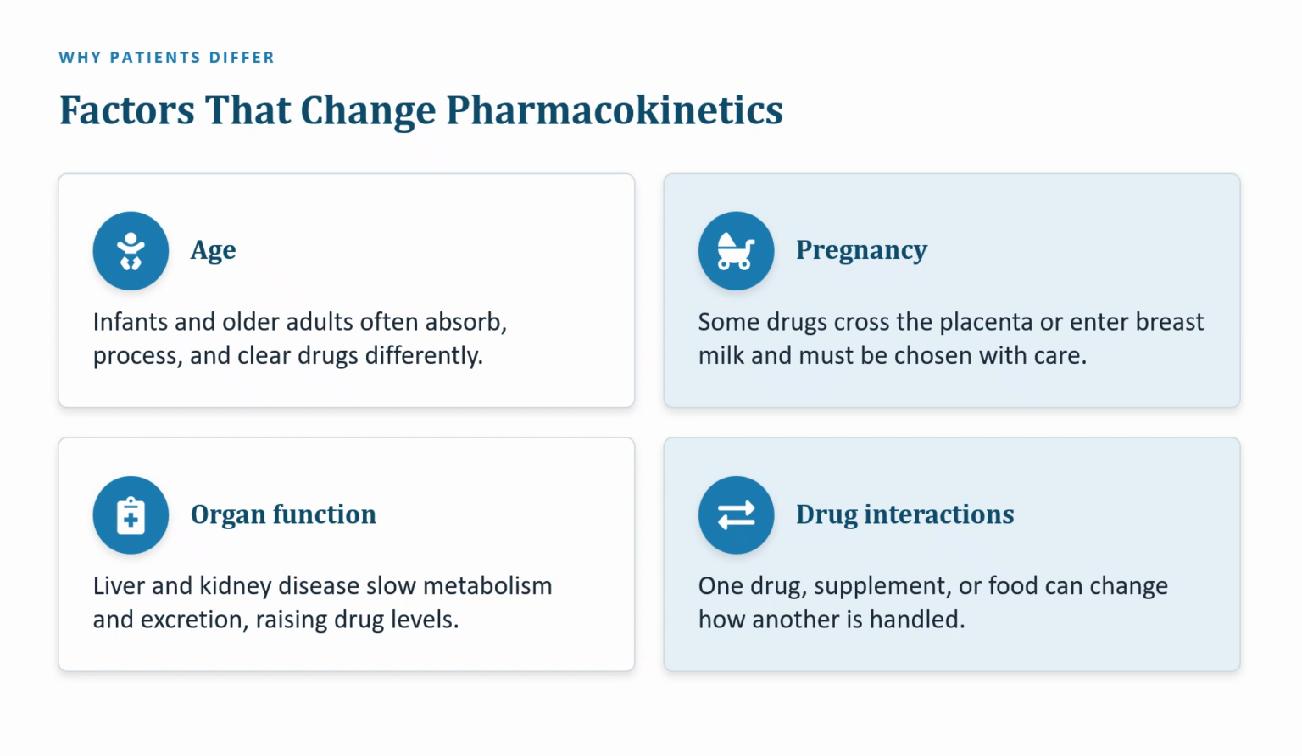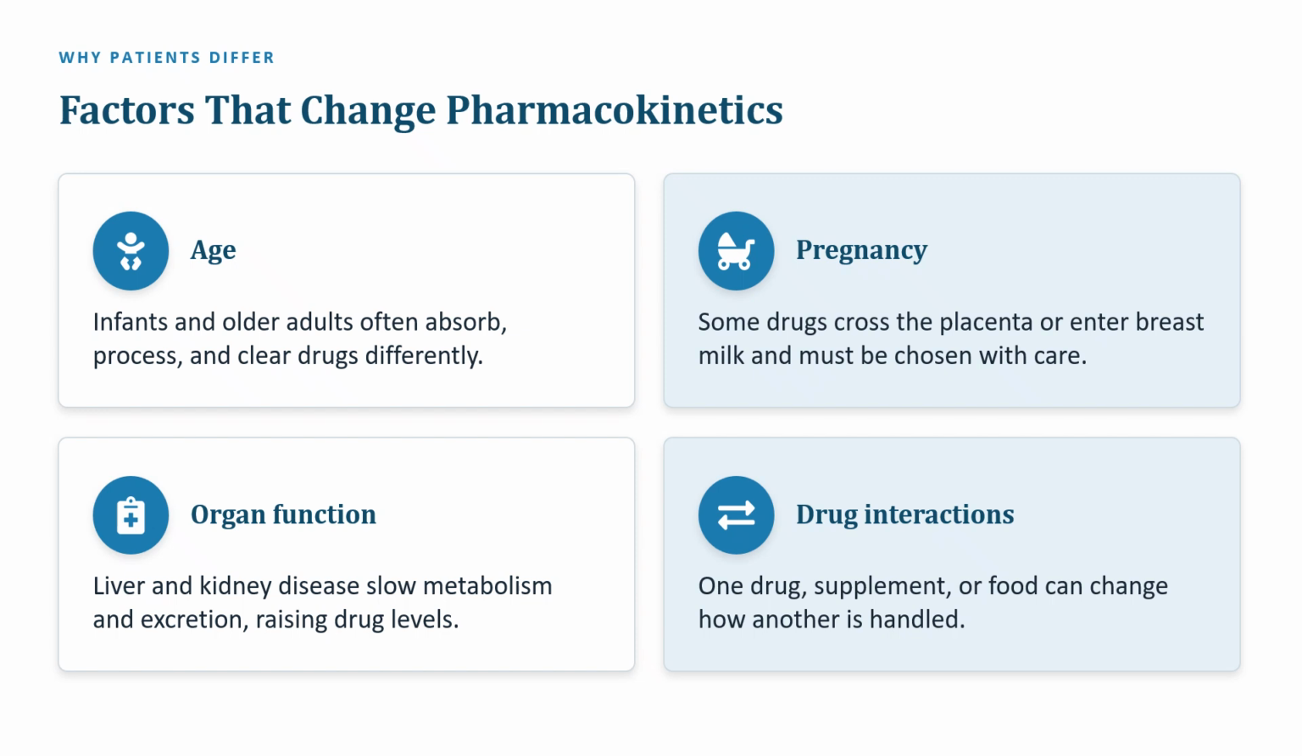A natural question you might have is why the same medication at the same dose can affect two people so differently. The answer is that several patient factors change pharmacokinetics, and recognizing them helps you understand who needs extra caution. The first one is age. Infants have immature organs, and older adults often have slower liver and kidney function, so both groups may absorb, process, and clear drugs differently from a healthy young adult. This is why pediatric and geriatric dosing frequently differs.